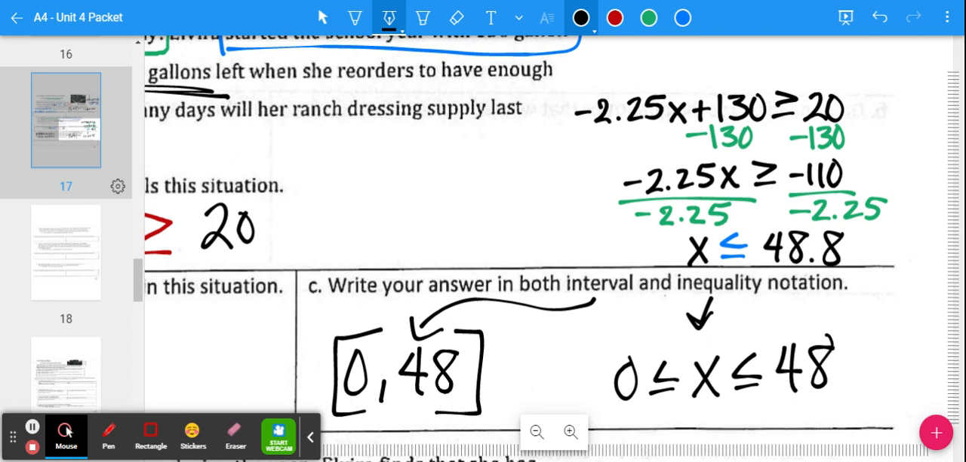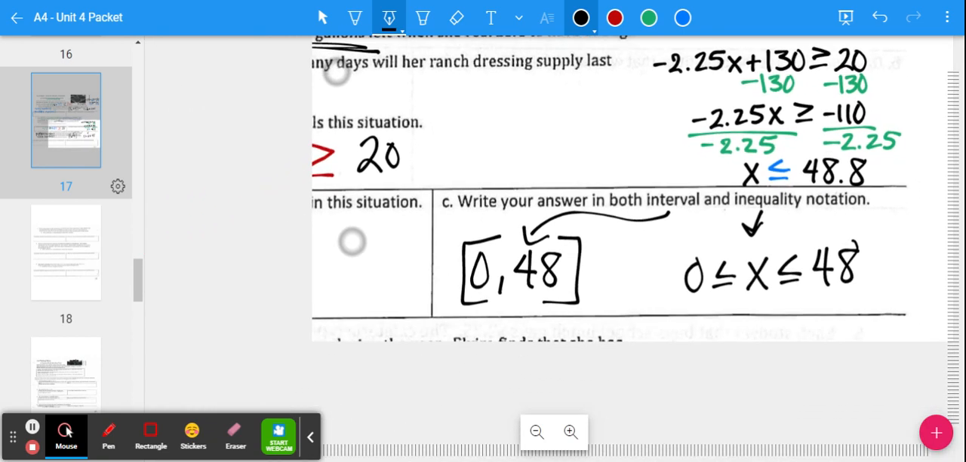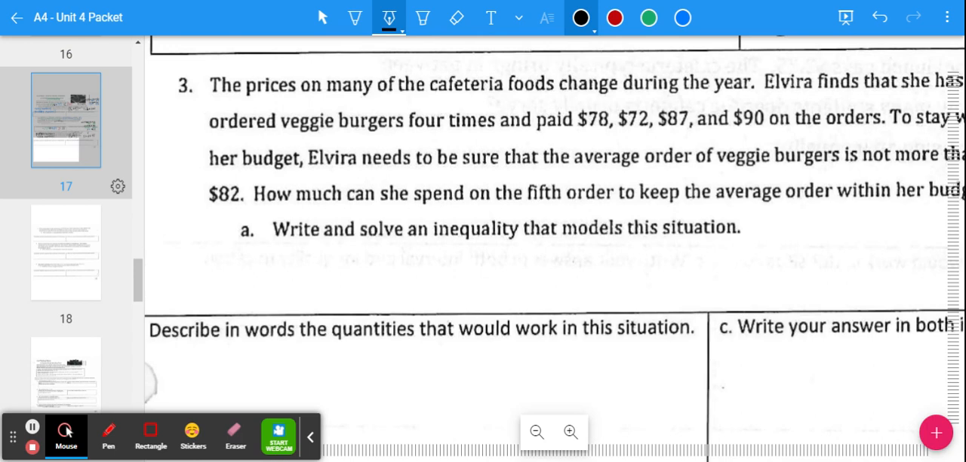So the reason, again, that we round down is because your x value has to be less than or equal to 48.8. So we cannot round to 49 because that's not less than or equal to 48.8. Okay, on to the next one.